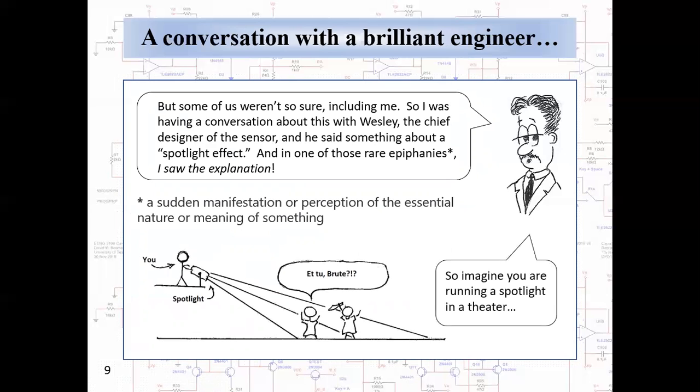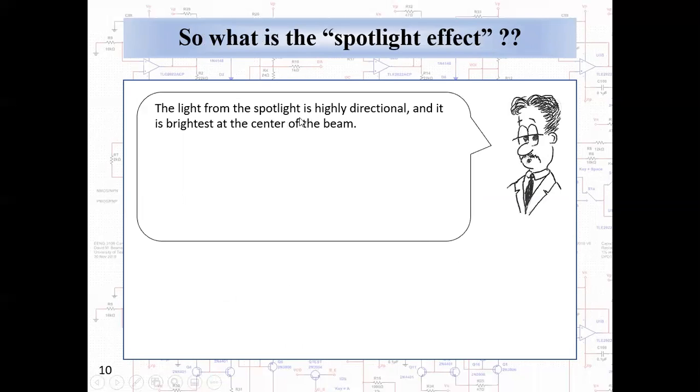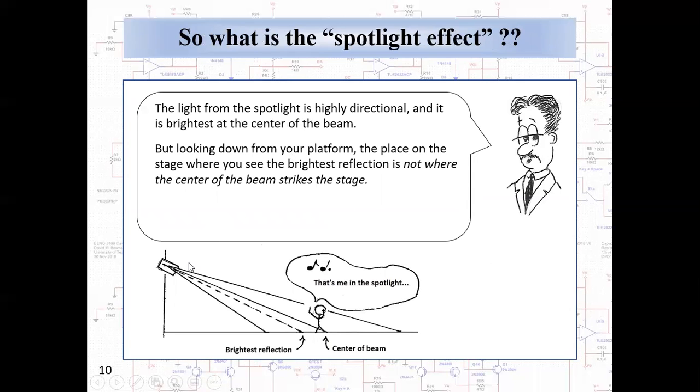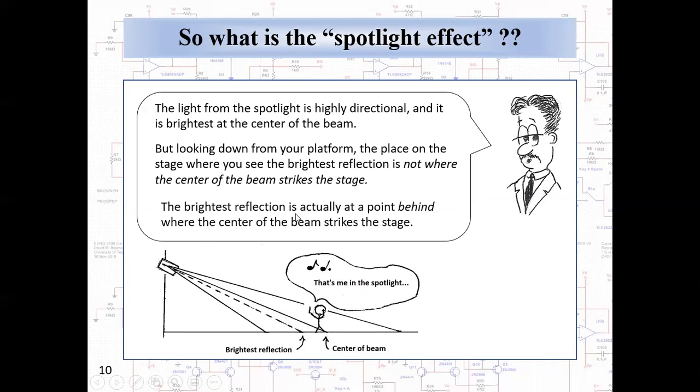So imagine you're running a spotlight in a theater. You're up on a platform aiming a spotlight down on the action on the stage. The light from the spotlight is highly directional, and it's brightest right at the center of the beam. But looking down from your platform, the place on the stage where you see the brightest reflection is not where the center of the beam strikes the stage. The brightest reflection is actually at a point behind where the center of the beam strikes the stage.